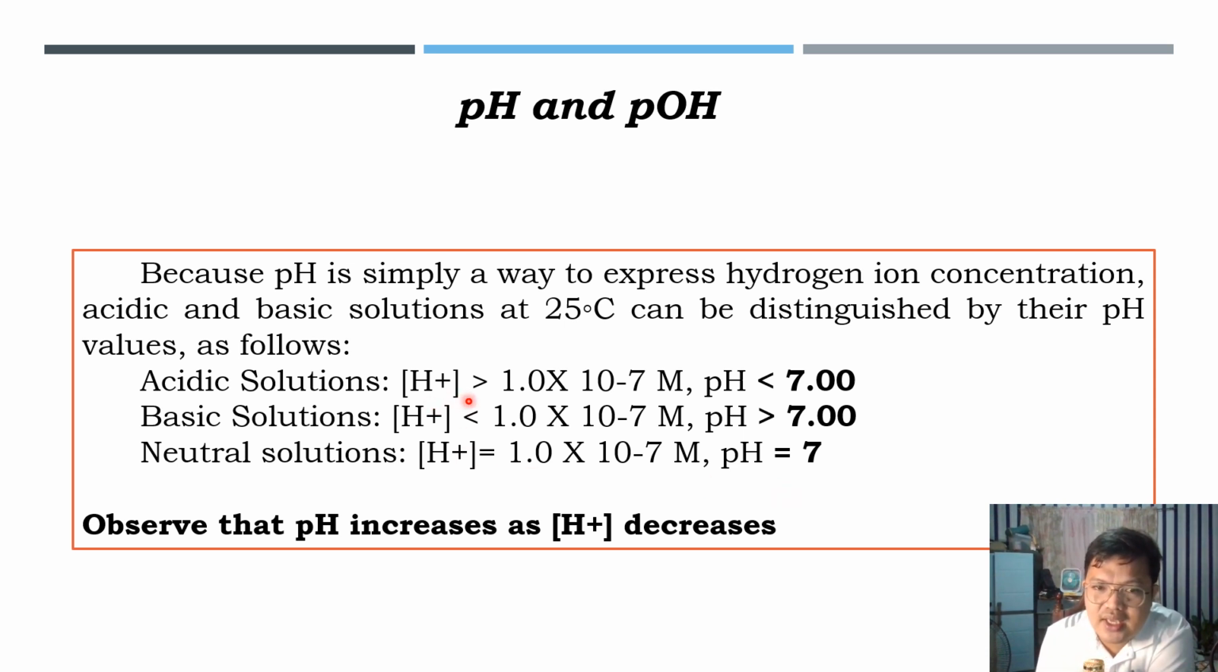Now, observe that pH increases as H plus decreases. Let's see this one. For acidic solutions, we have more than 1.0 times 10 raised to negative 7 molar, pero yung pH niya is less than 7. But on the other hand, basic solutions are less than 1.0 times 10 raised to negative 7 molar concentration of H plus, but the pH is higher because as the pH increases, the H plus values decrease. Kaya ito, mataas na ito. Pag meron kang pH na 8, mas mababa pa yung value ng H plus concentration.